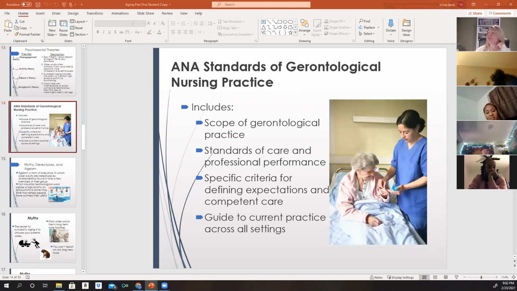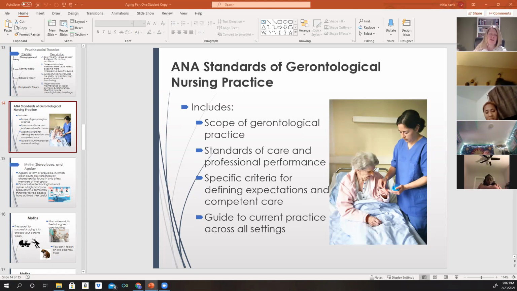So the ANA standards of gerontological nursing practice. This includes the scope of gerontological practice. They develop the scope of practice, so what we can do as LPNs, what we can do as RNs. They develop the standards of care. What are the minimums? What is the standard of care? What are the basic needs that we have to meet? Every care should include X, Y, and Z.